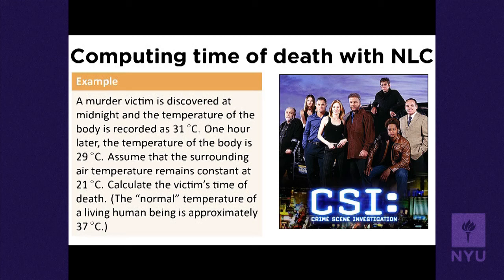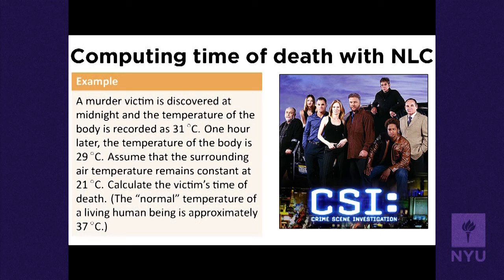Okay. So what do we have? We know the temperature when we get there. It's 31 degrees. We know the temperature 1 hour later. It's 29 degrees. And we want to know the time that the temperature was 37 degrees. Right? We know that the room temperature is 21 degrees, and we're clued in that the room temperature is constant, so we can use Newton's law of cooling.